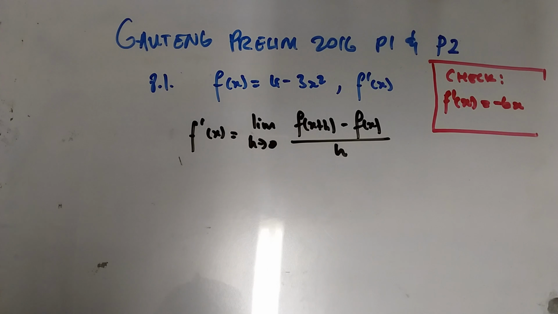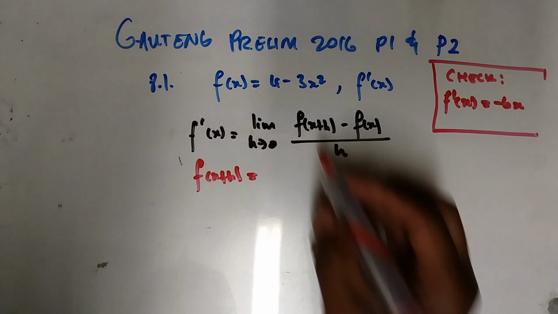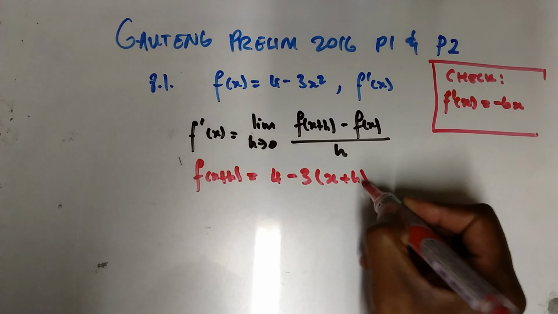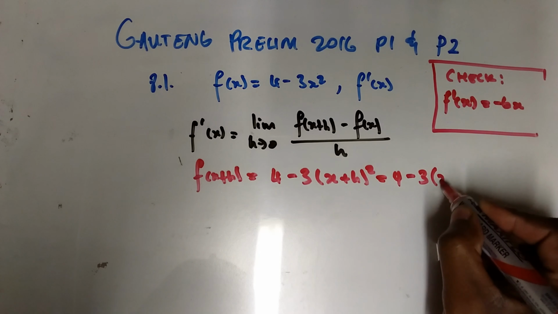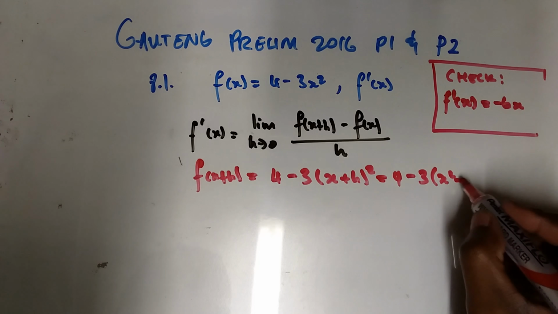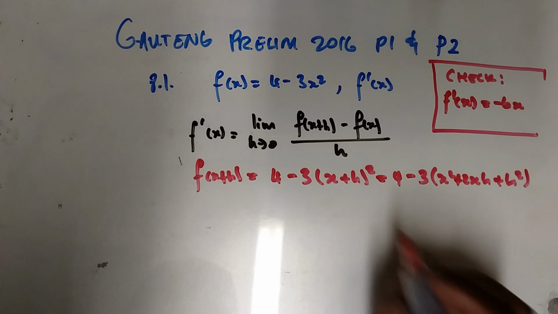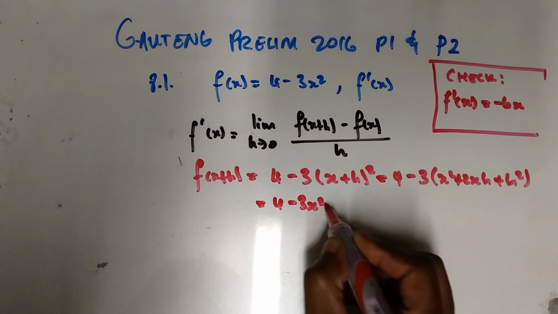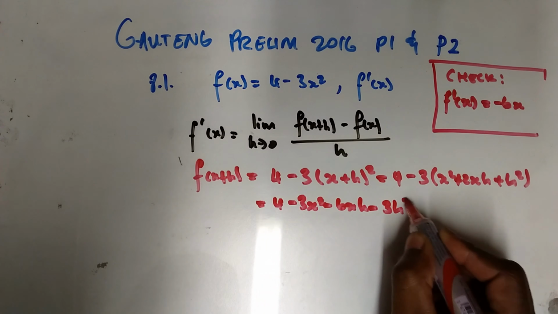Okay, so what I usually do again is I try to find f at x plus h alone. So in this case, where I see x, I'm going to have x plus h. So this is just 4 minus 3 times x squared plus 2xh plus h squared. Okay, so my solution becomes 4 minus 3x squared minus 6xh minus 3h squared.